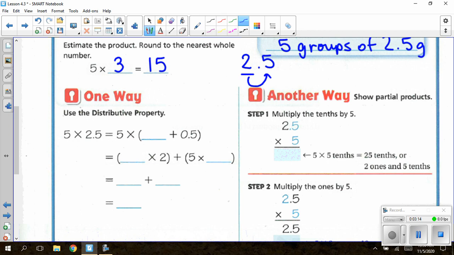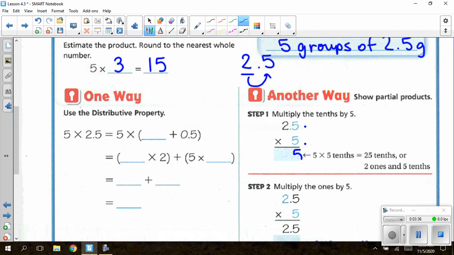Now, for the other way, when they show partial products, again, you don't even have to use the partial product method. We can multiply the 2 5/10 times 5 like they are 2 whole numbers. So we just follow our steps when we multiply whole numbers. So I would start with the 5 times 5, which I know is 25.